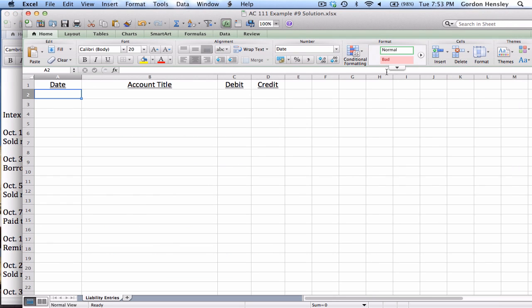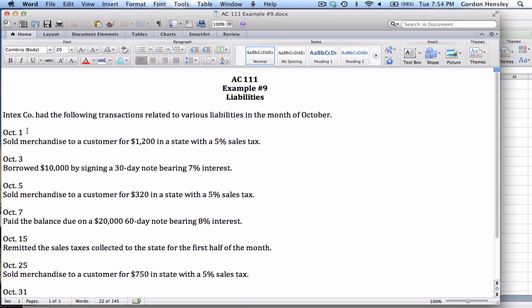So to do this, I have a journal entry page set up in Excel. You could do that, or you could do this on paper, but I will have to do a separate journal entry for each one of these transactions. So the very first transaction occurs on October the 1st. We sold merchandise to a customer for $1,200, but the sale occurred in a state with a 5% sales tax.